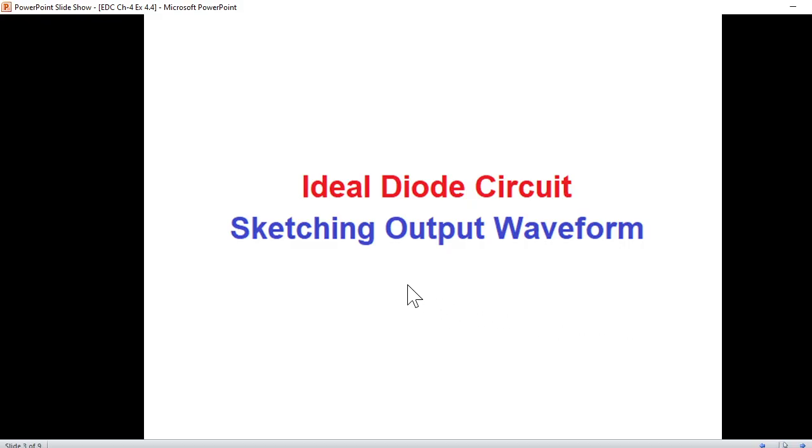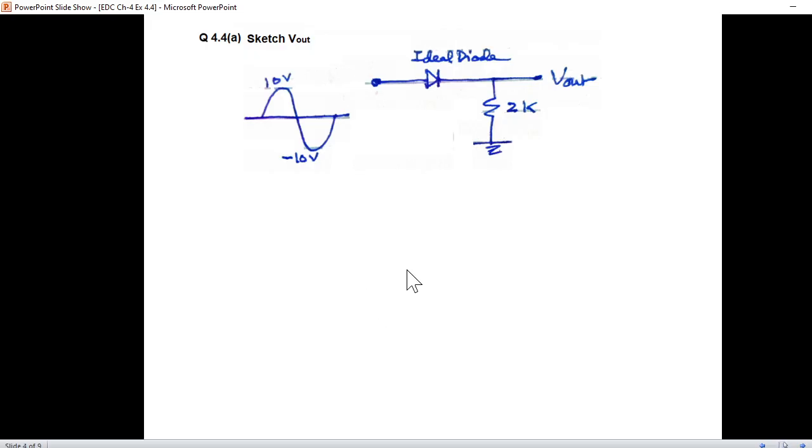So this is on the request of a student, and he has asked to explain the working of ideal diode circuits and especially how to sketch the output waveform. So let's take this circuit. This is an ideal diode, and we have a resistor here. The input is a sinusoidal signal, and I'm just assuming magnitude to be 10 volt positive, 10 volt negative.